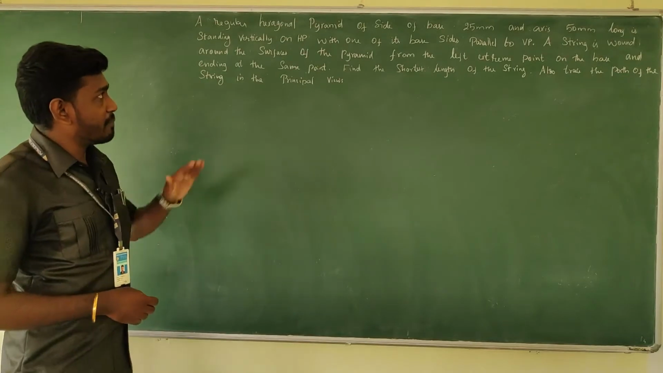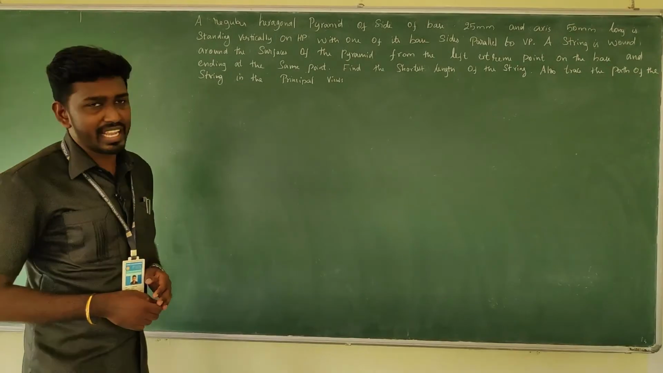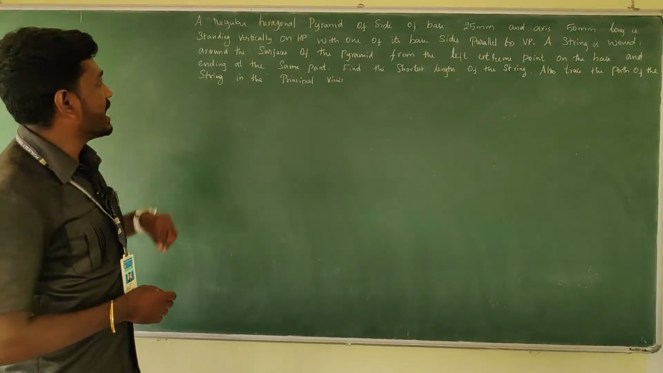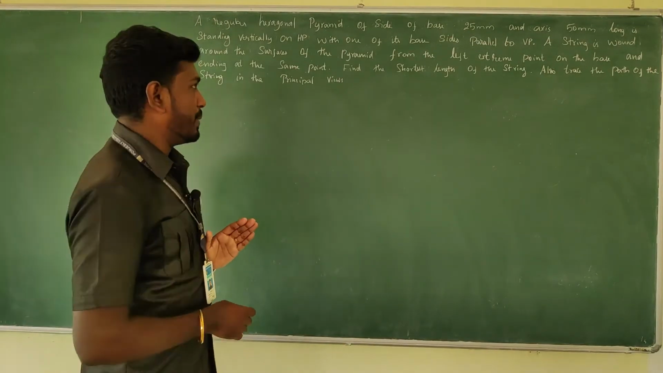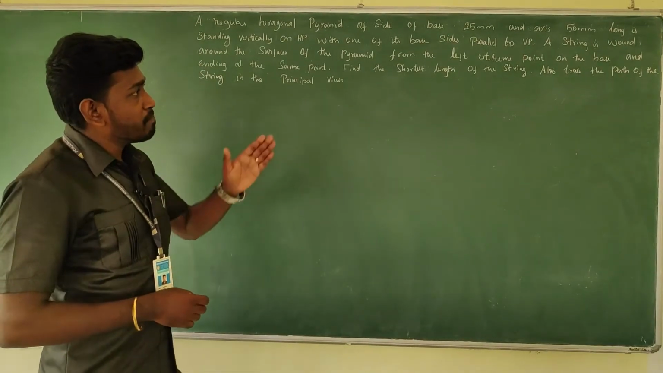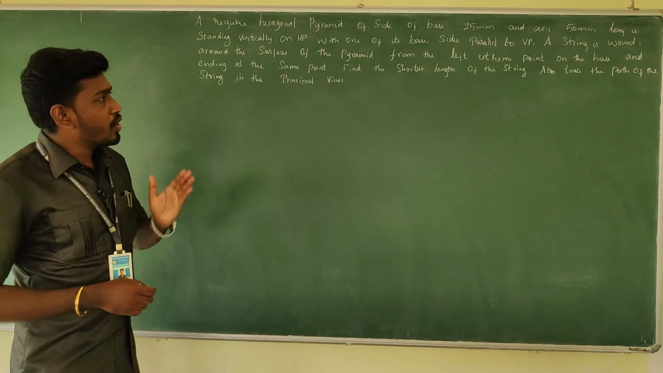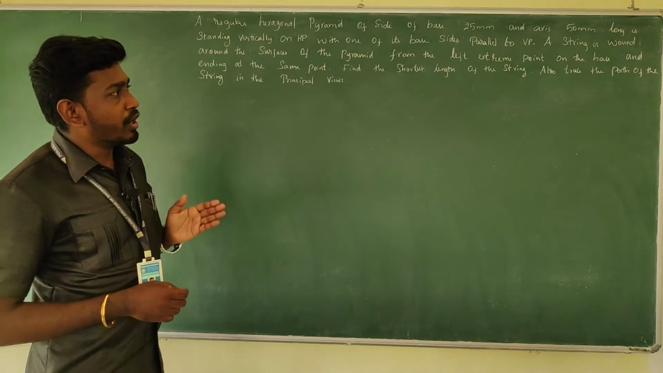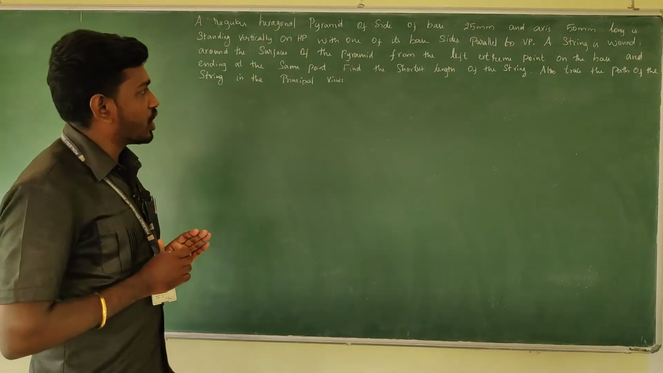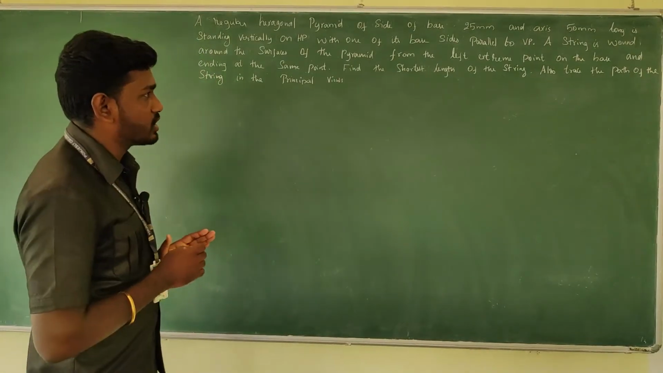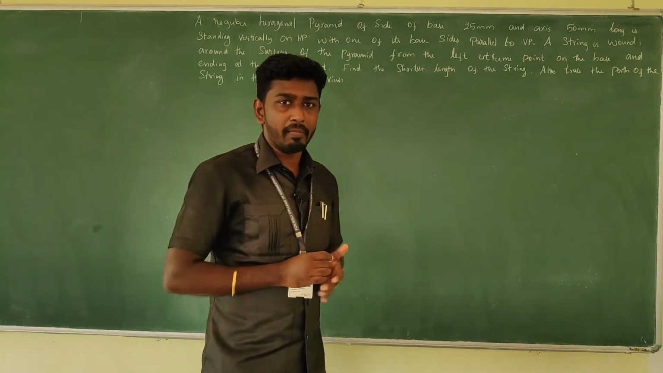Have a question from development of surfaces. A regular hexagonal pyramid of base side 25 mm and axis 50 mm long is standing vertically on HP with one of its base sides parallel to VP. Then a string is wound around the surface of the pyramid from the left extreme point on the base and ending at the same point. Find the shortest length of the string. Also trace the path of the string in the principal views. Okay, so this is the question.